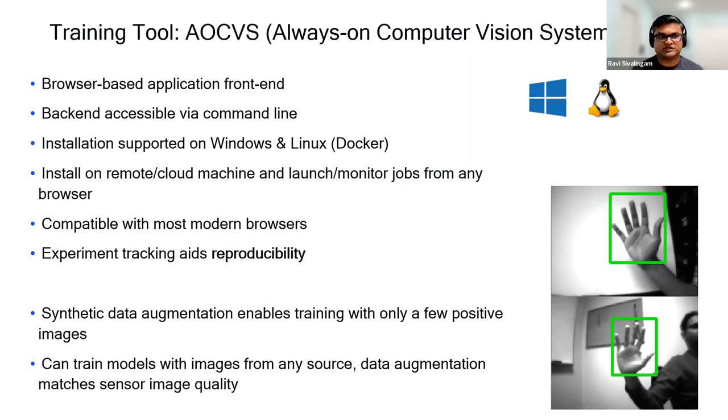It has experiment tracking. So for all the runs that you've done previously, if you want to compare different models or different data sets, it aids reproducible results. Also, as I mentioned, we have synthetic data augmentation. Depending on the kind of application, even if you come in with a few images, you can do a lot of data augmentation to generate tens of thousands of images for your training. And also, as I mentioned before, you don't need to collect training images from this sensor. If you have a benchmark data set or cell phone images and videos, you can use all of that to train models for this. There are no domain transfer issues here.